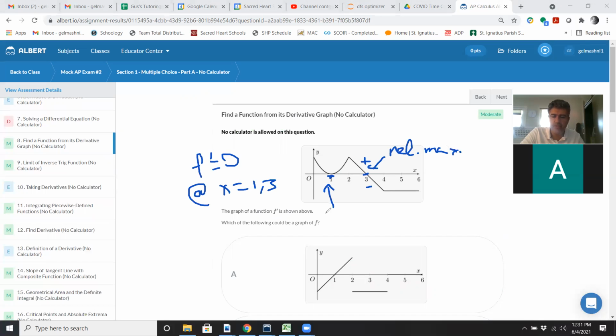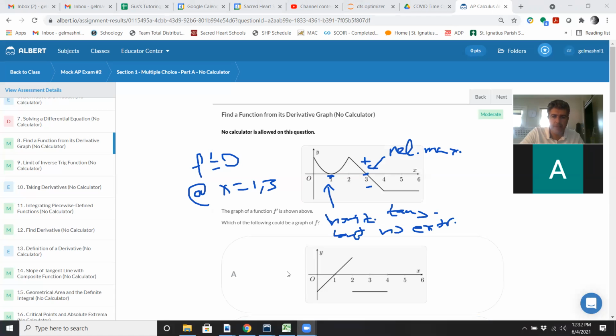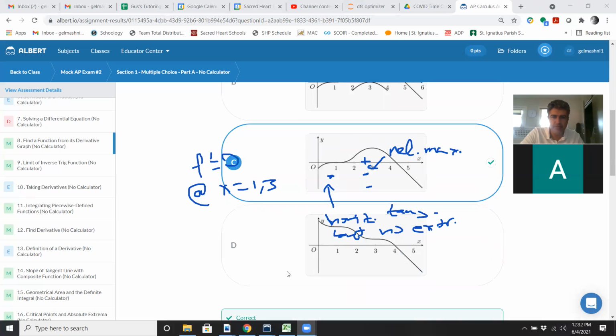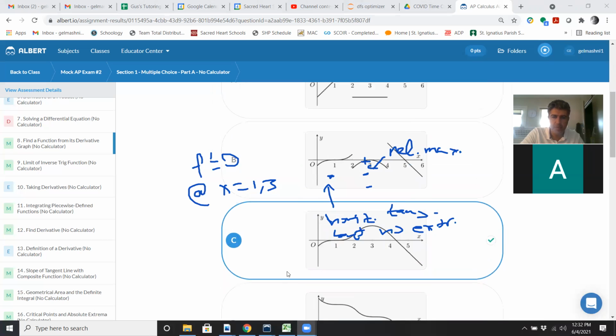And here is just going to be a stationary point. You have a horizontal tangent, but no extrema. And of course, it's positive before and after, so basically it will be rising. So we know we need to have a relative max at 3, which it looks like we get for both B and C.